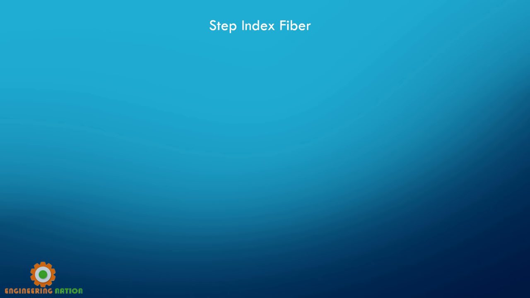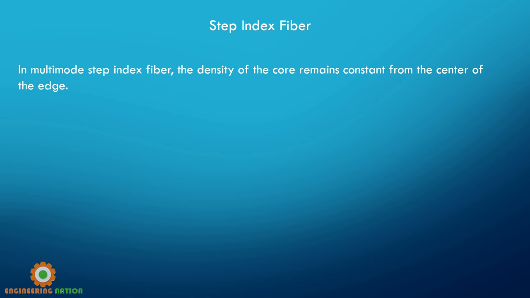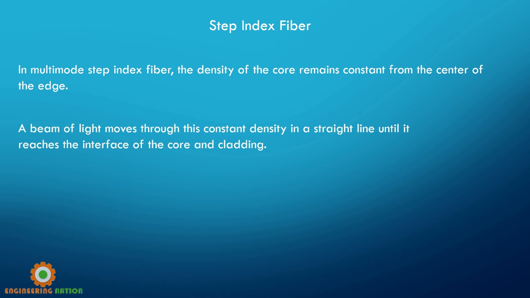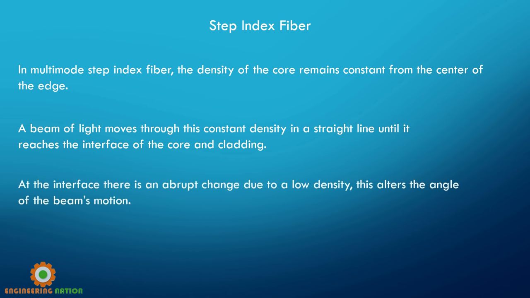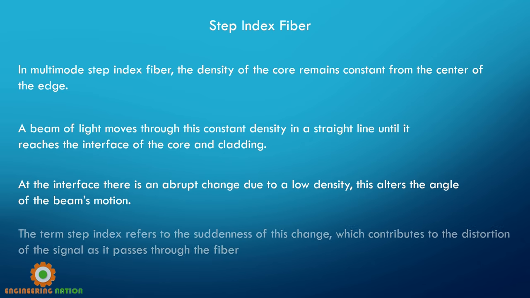Step index fiber. In multimode step index fiber, the density of the core remains constant from the center to the edge. A beam of light moves through this constant density in a straight line until it reaches the interface of the core and cladding. At the interface, there is an abrupt change due to lower density. This alters the angle of the beam's motion. The term step index refers to the suddenness of this change, which contributes to the distortion of the signal as it passes through the fiber.